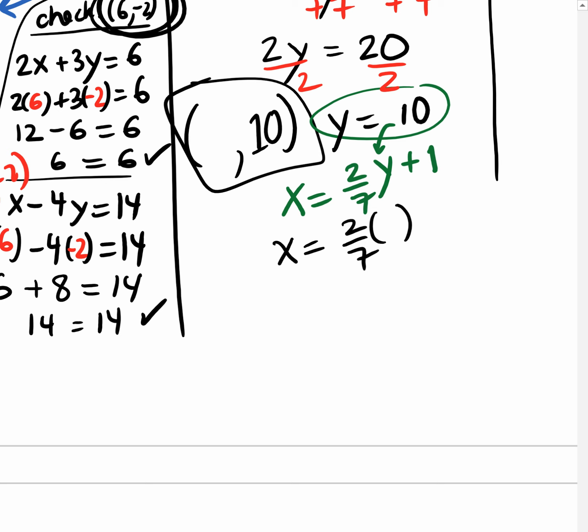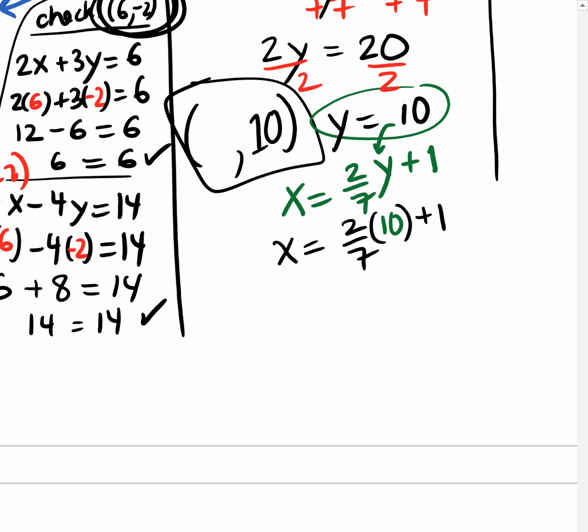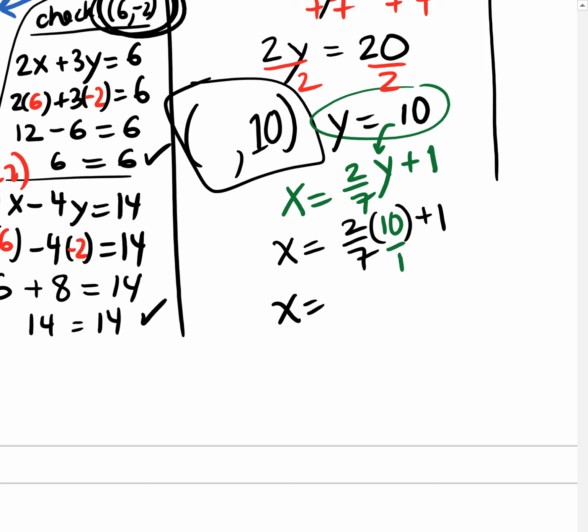So 2/7 y plus 1, but y is a 10. So I'll put a 10 there. I have to put it over 1 in order to multiply it by 2/7. And then nothing reduces, so I just have no choice but to multiply across. 2 times 10 is 20. 7 times 1 is 7.